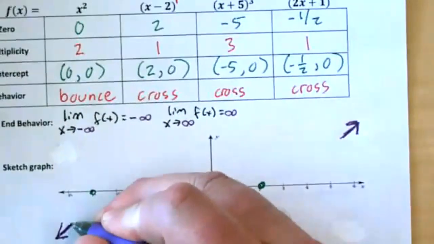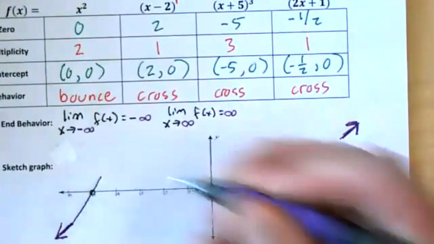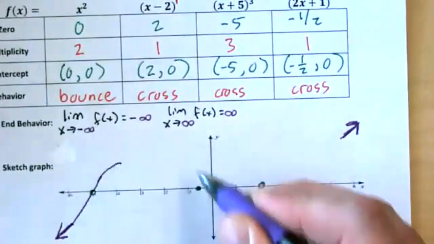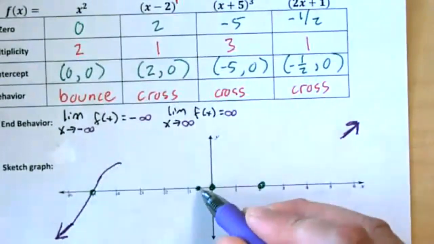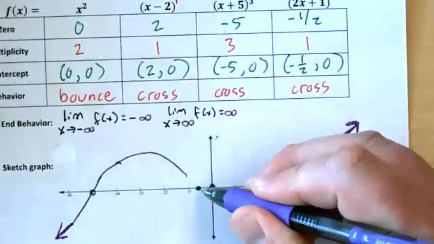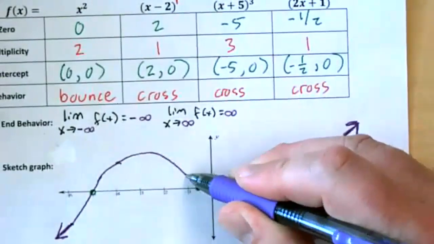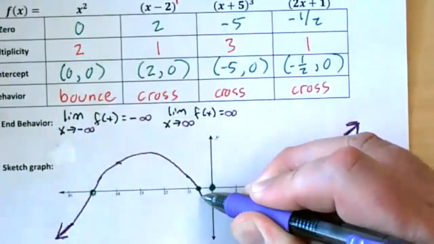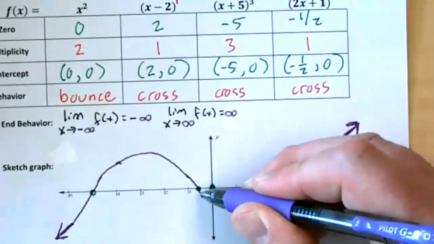Cross. Okay, so let's make our graph cross over at -5. And then we're going to keep moving to the right. And as I go towards -1/2, we know we're going to have to kind of come back down to come up over to our x-axis. And am I going to bounce off there or cross? We're crossing at -1/2.